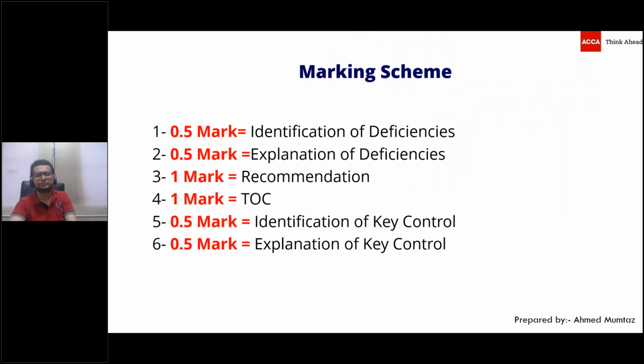What about the marking scheme? The marking scheme is not a complicated one. You will identify the deficiency from the question itself. And yes, you can use the copy paste technique, and this will give you half mark. And then the explanation of that deficiency will give you another half mark. Similarly, the recommendation will give you 1 mark. The test of control would give you 1 mark. The identification of the direct control or the key control from the question itself will give you half mark, and the explanation of the key control will give you another half mark. So are you all clear with respect to the marking scheme? Can I have confirmation on that as well?